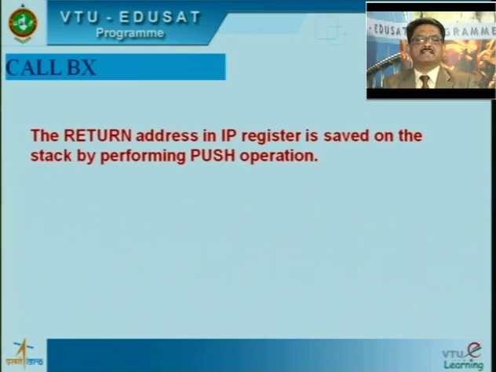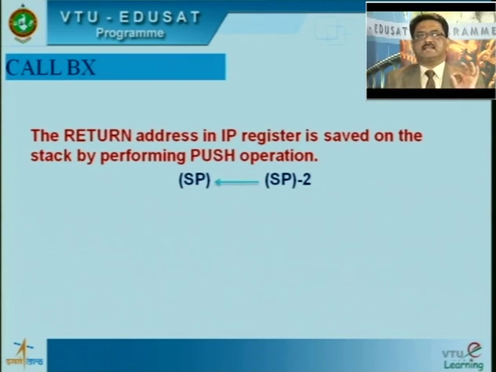Call BX is a good example of an indirect near call, where the return address in the IP register is saved onto the stack as usual. Remember this: when a call instruction is executed, you need not push the contents of IP onto the stack yourself. By default, when call is executed, the first operation the processor does is push the current content of IP onto the stack.